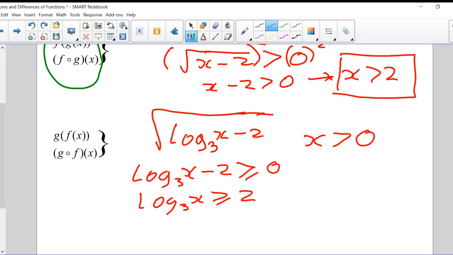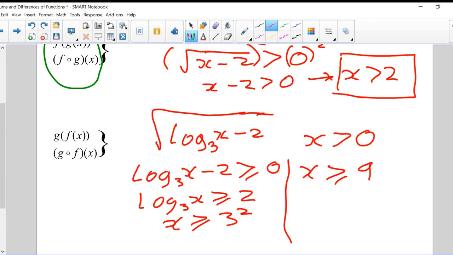So of course, putting this in exponential form, yes, you know this. Putting this in exponential form, x must be greater than or equal to 3 to the power of 2. And therefore, x must be greater than or equal to 9. So look at the two conditions. x must be greater than 0, but x must be greater than or equal to 9. If you don't want to use number lines, fine. But what is the final domain of all of this?